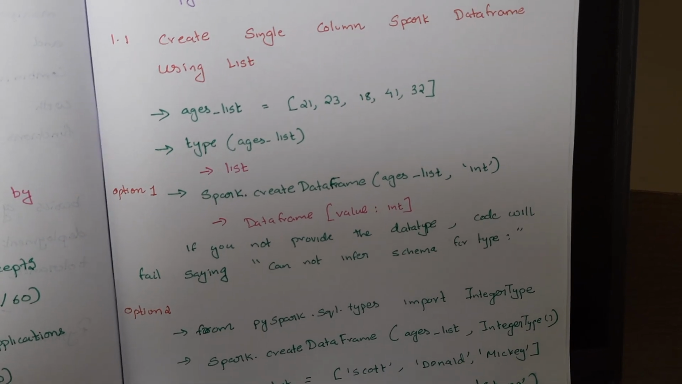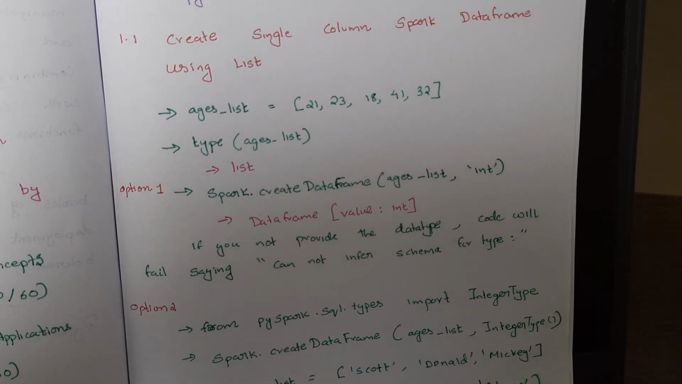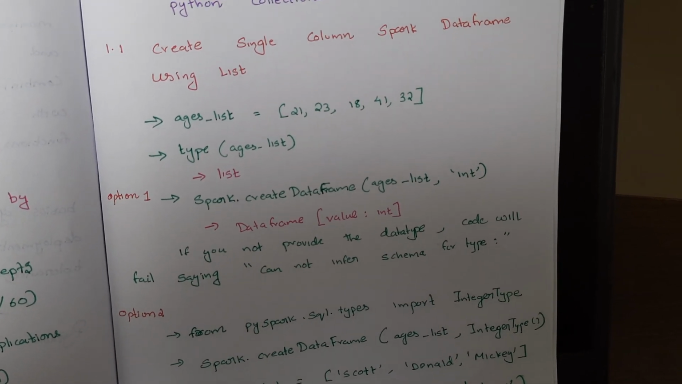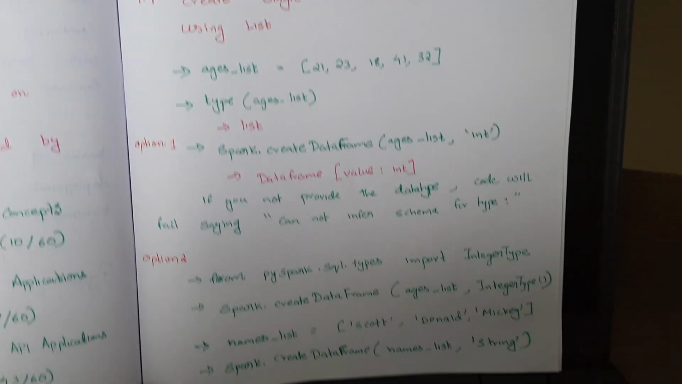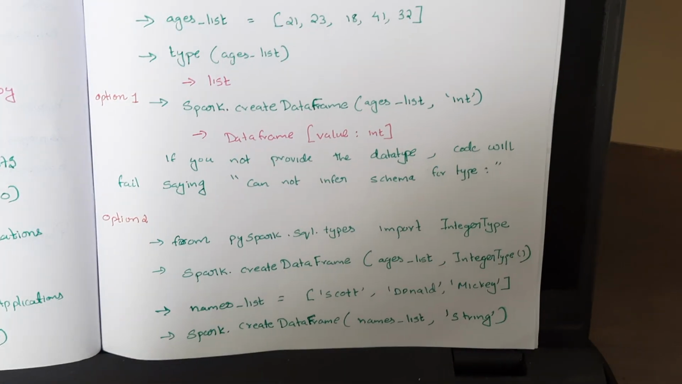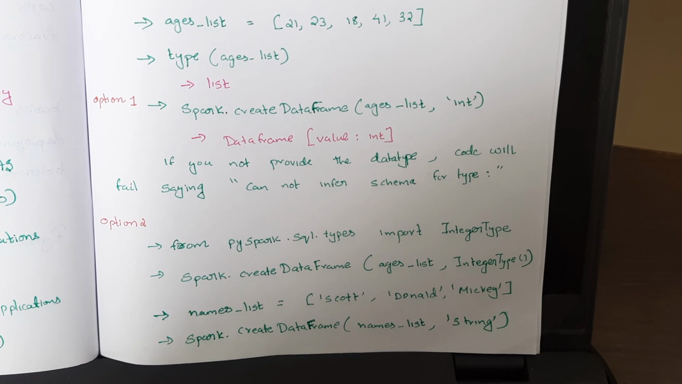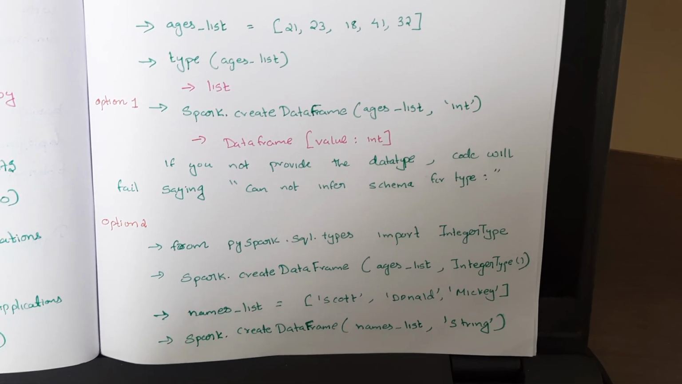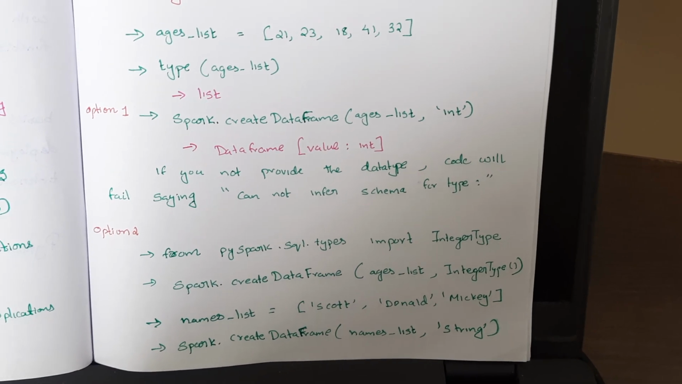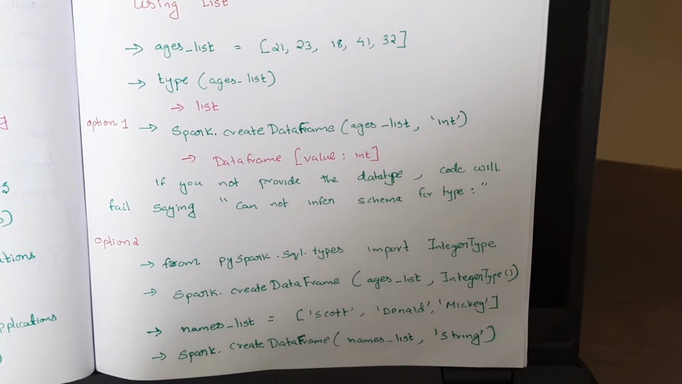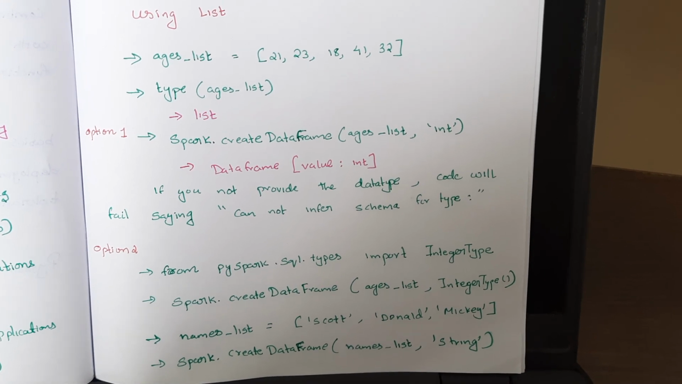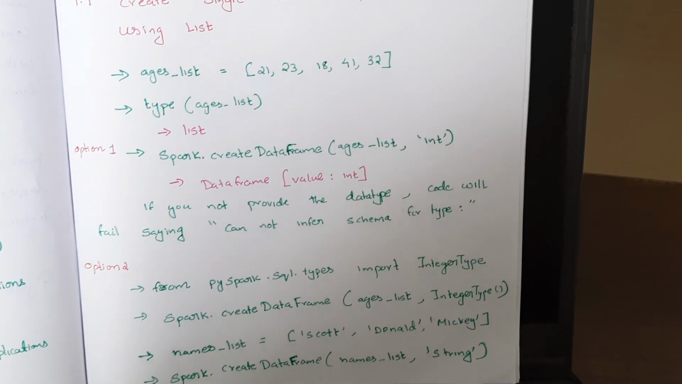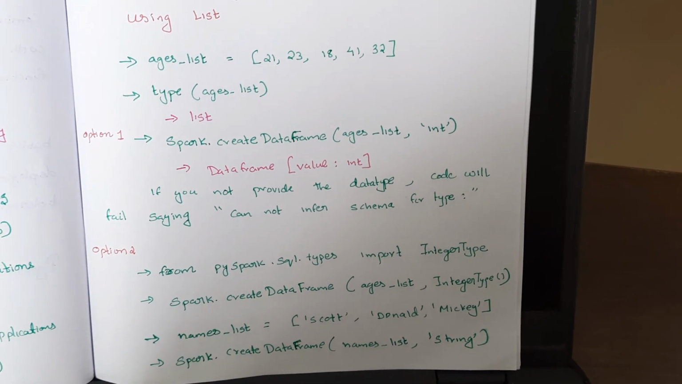So the DataFrame is created. Let's say you do not provide the type as integer, then the above command will fail, saying it cannot infer the schema for the type given. The second option is using IntegerType, the module which is available in pyspark.sql.types. You have to import it first, from pyspark.sql.types import IntegerType, then spark.createDataFrame with ages_list as the variable, comma, the IntegerType function, and the DataFrame gets created.